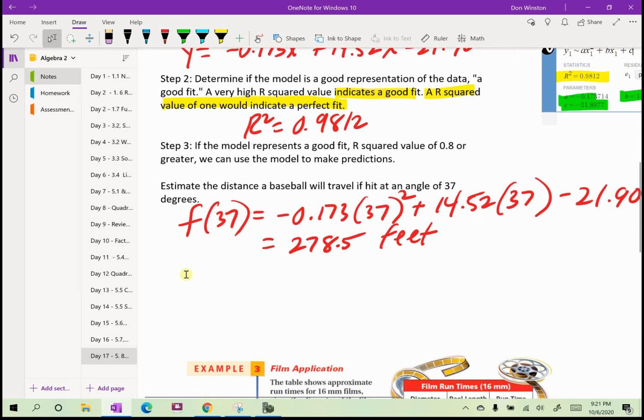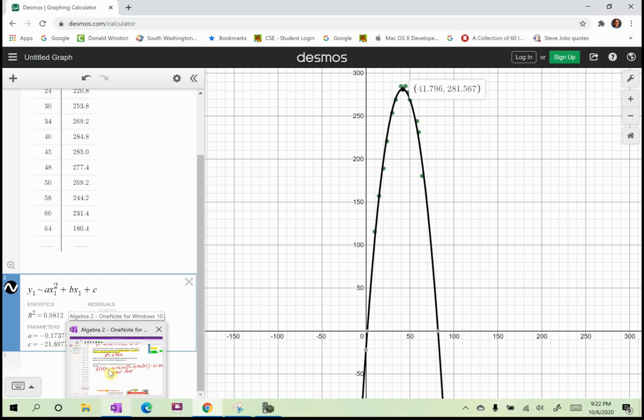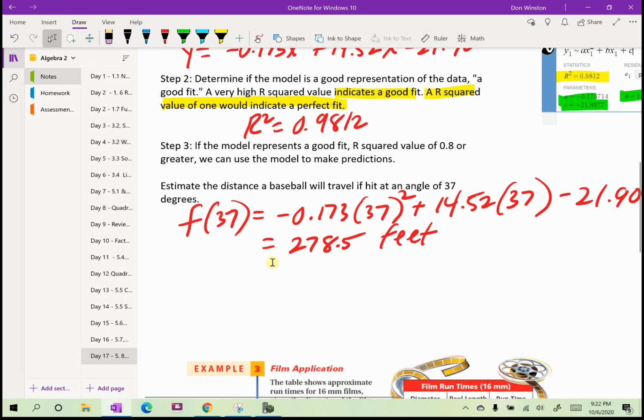All right, so to get practice with this then, let me just go back out to Desmos. If we use that model, what's the vertex? The model would say that if you hit the ball at an angle of about 42 degrees, the ball will travel the farthest. Maybe your baseball coach told you that. Okay, swing at 42 degrees, Jerry, Mary, whoever. Swing it at 42 degrees. All right, so there.